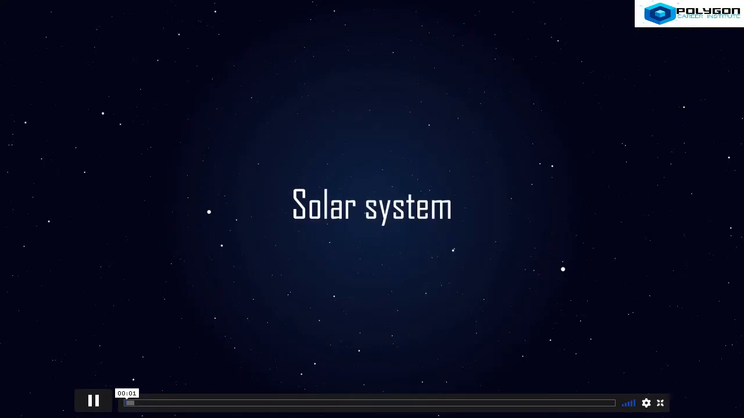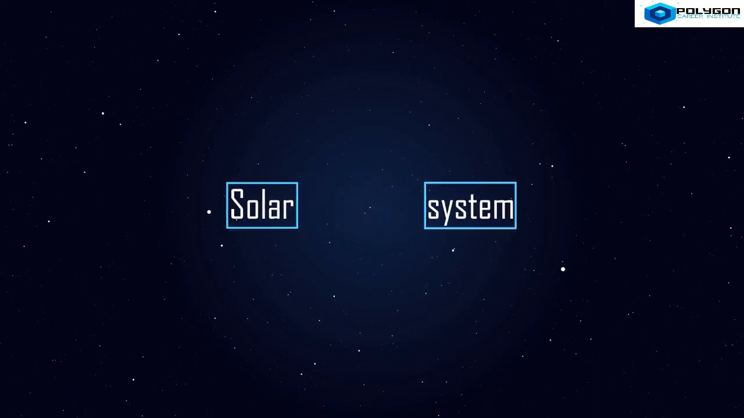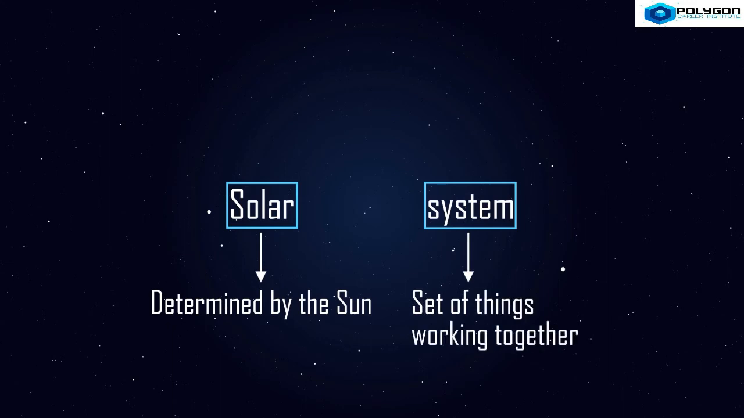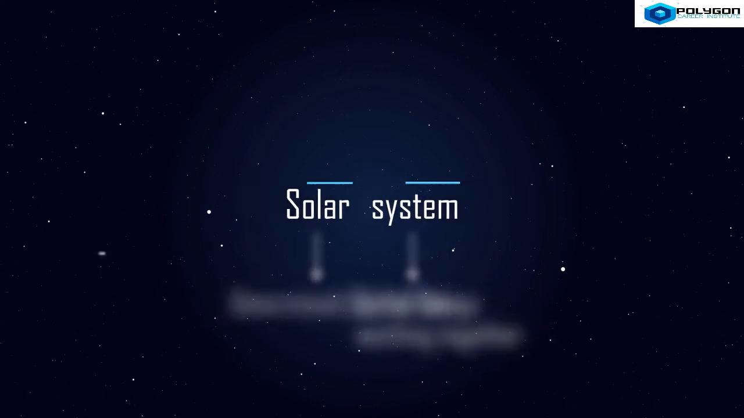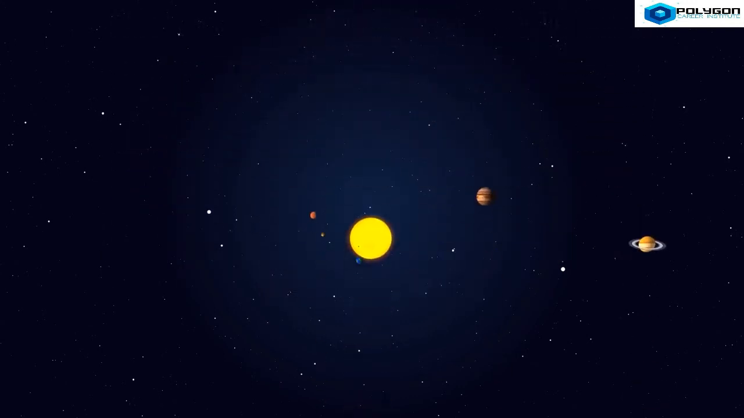What comes to our mind when we think of the solar system? What do the words solar and system even mean here? Solar means relating to or determined by the sun. And system means a set of things working together as a part of a mechanism. When we put these two definitions together, what do we get? We get the set of things working together as part of a mechanism determined by the sun, which, in other words, is the solar system.